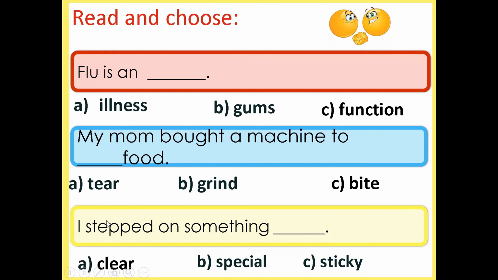Okay, the last sentence here. I stepped on something. As you remember the picture about the words, we have one with the shoes stepping on chewing gum. So what happens to the shoes? They will be clear, special, or sticky. Of course, when you step on gum on the ground, your shoes will be sticky. That's right. Okay, thank you very much.